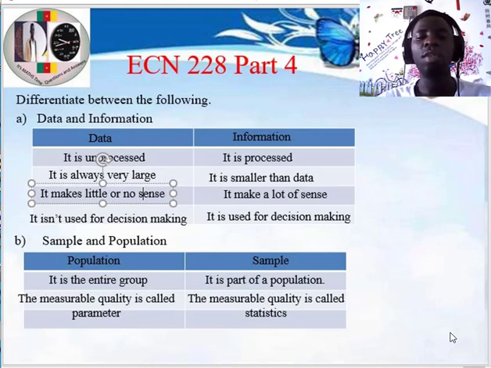In today's video, we are going to differentiate between data and information, sample and population, sample and sampling, and what have you. So stay tuned as I walk you through this video series.